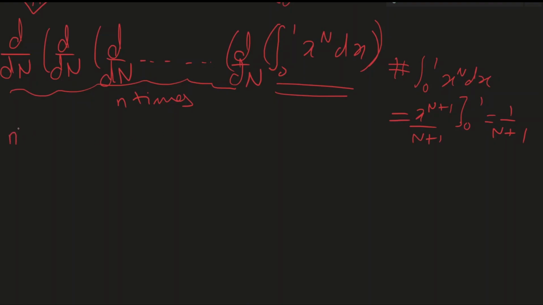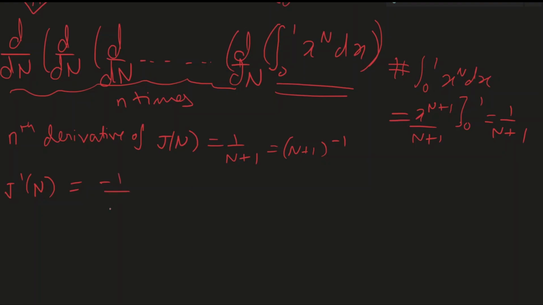Therefore, J(n) is nothing but 1/(n+1). So let's see, J(n) is 1/(n+1). Once I differentiate J(n) once, this is nothing but (n+1)^(-1), right? So once I differentiate it, I am going to get nothing but -1/(n+1)^2.